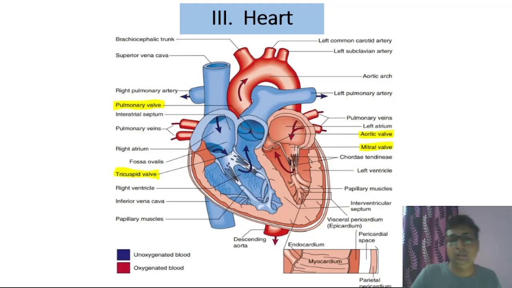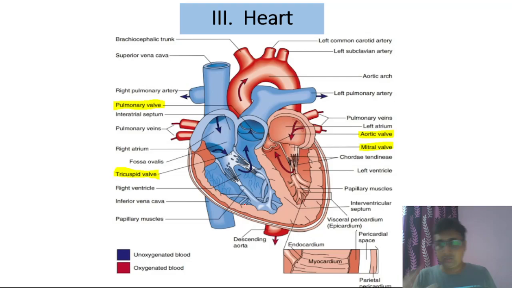Then comes its wall, how it is made. So first, the covering of the heart is called the pericardium. It is mainly of three types. If you start from the innermost side, which covers the heart and is tightly attached to the heart surface, that is called the visceral pericardium. It is made up of epithelial cells. Then comes the pericardial space, which is filled with the pericardial fluid. It helps in providing buoyancy to the heart and protects it from mechanical shocks. Then the parietal pericardium, made up of epithelial cells, is the third border.